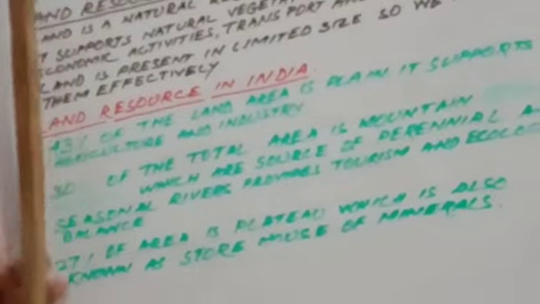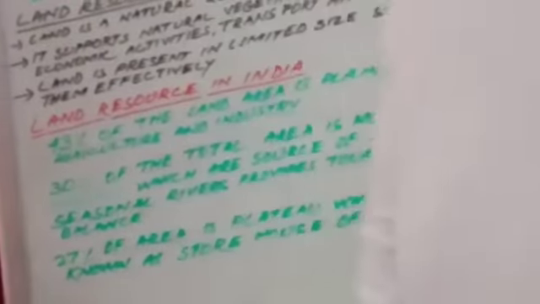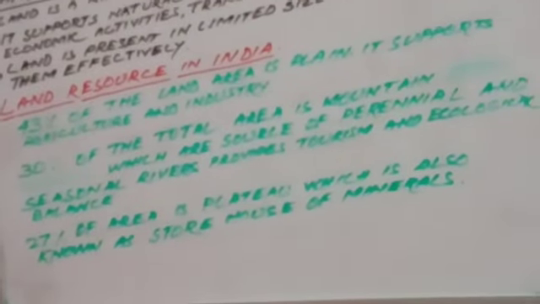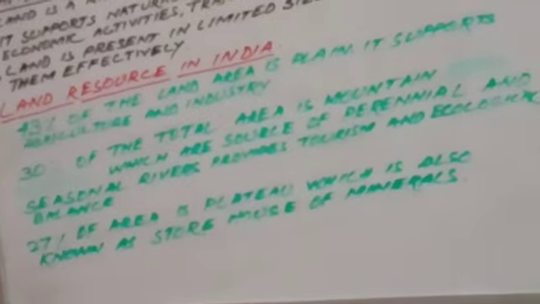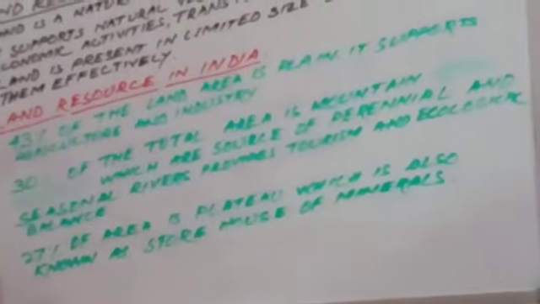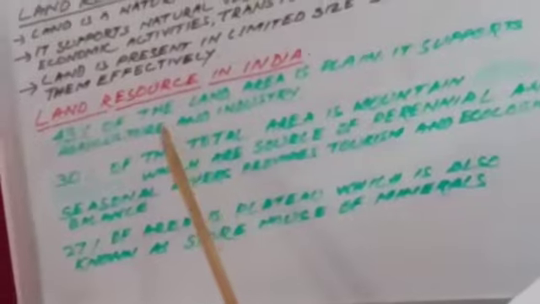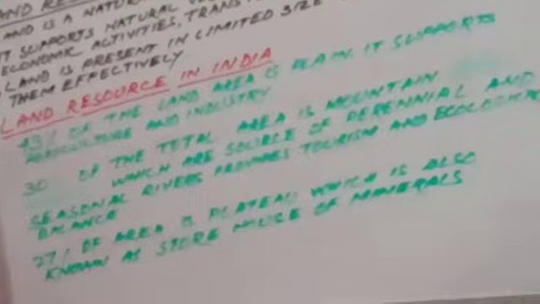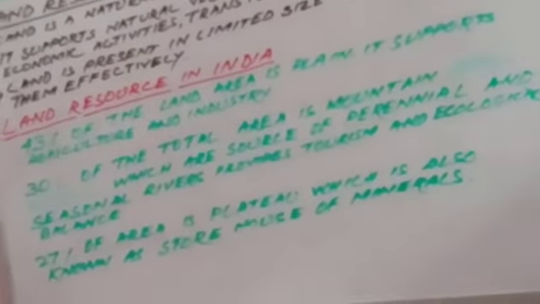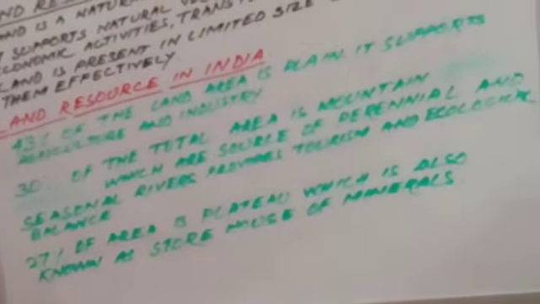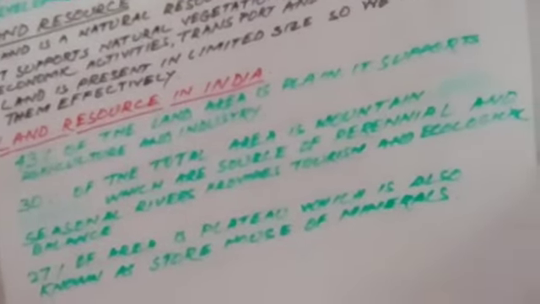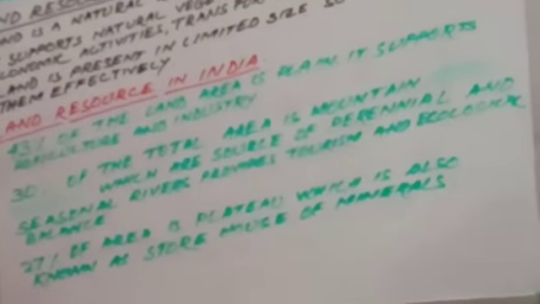Now land resources in India. What type of land resources are available in India? 43% of the land is your plain land. Now this 43% land, that is your plain land, it supports agriculture as well as industry. Now 43% land includes the northern plains and the coastal plain, eastern coastal plain and the western coastal plain. This amounts to 43% of the land area of plain land. Agriculture and most of the agricultural activities and industries are located in this region.